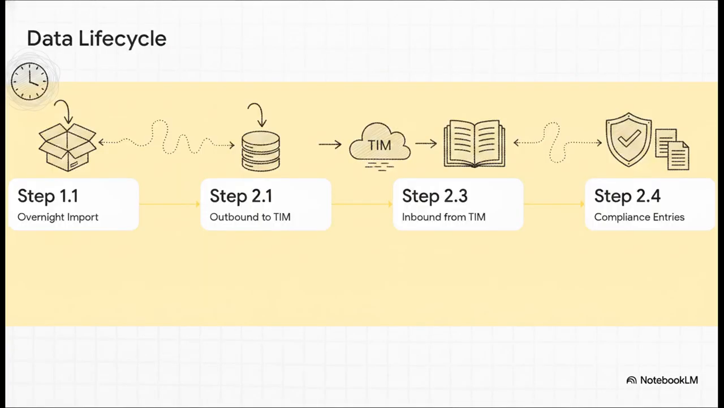To really anchor our entire narrative journey today, we're going to follow these exact 4 step-by-step system events that make up the complete lifecycle of our operational data. We start with step 1.1, the overnight import. Then we move right along to step 2.1, the outbound data flow to TIM. Next up is step 2.3, which is the inbound flow back from TIM. And finally, we culminate with step 2.4, generating those crucial compliance entries.